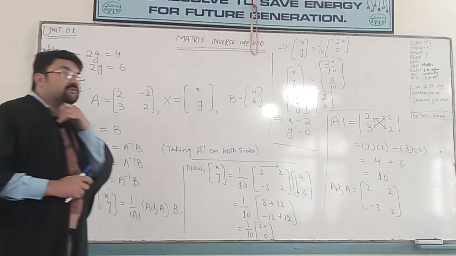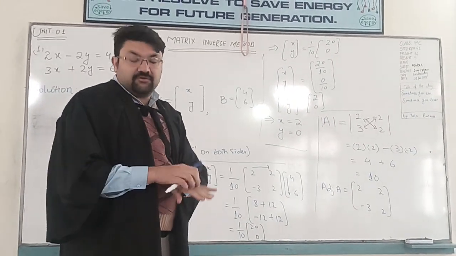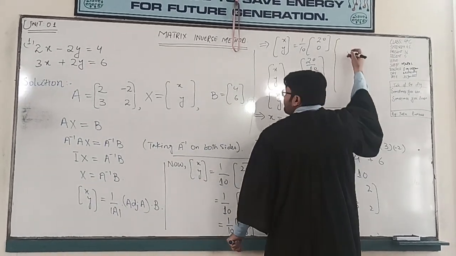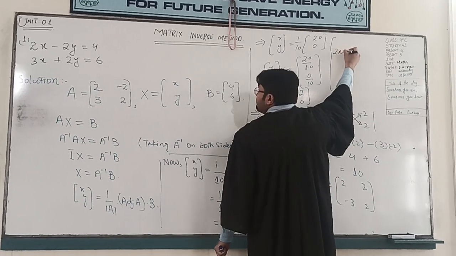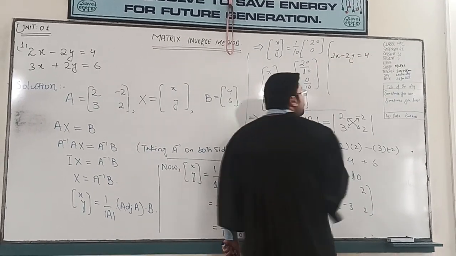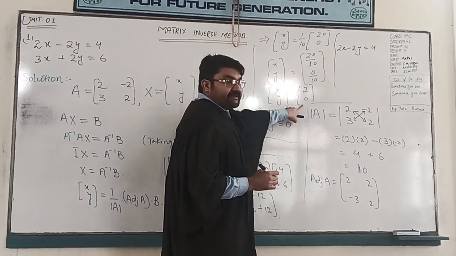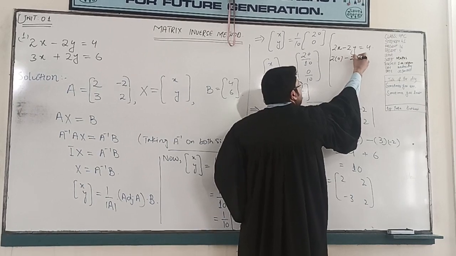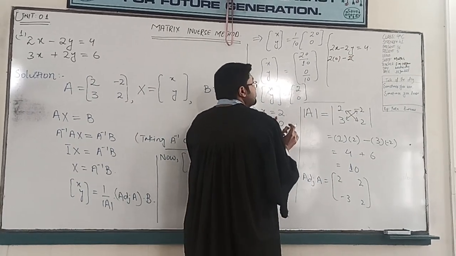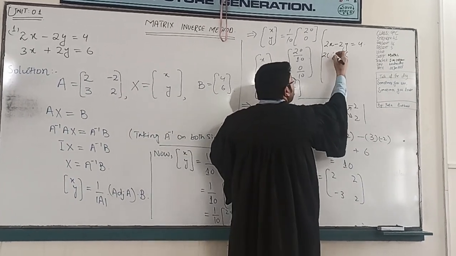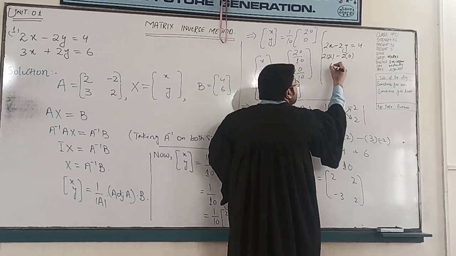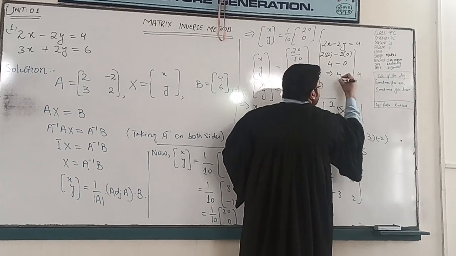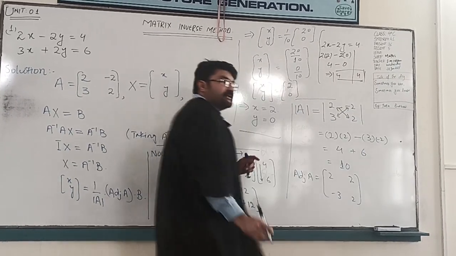If you want to check whether your answer is correct or not, for that purpose you will take the first equation, that is 2x minus 2y is equal to 4. Putting the values, x is equal to 2 and y is equal to 0. So 2 into 2 minus 2 into 0. 2 2s are 4 minus 0, that is equal to 4. The right hand side also has 4, so it means that your answer is correct.